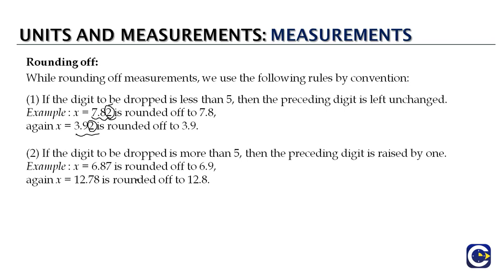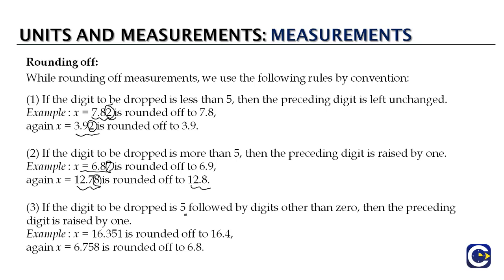Whereas if I go to the case where the digit to be rounded off is more than 5, then as we can see in this example, if I need to round off 6.87 to one decimal place less, then when we drop the 7, we add a 1 to the preceding digit. Means when we round it off, it becomes 6.9. Similarly, in 12.78, the last digit to be rounded off is 8, which is more than 5. So when we round it off, we add a 1 to the preceding digit, thereby it becomes 12.8.